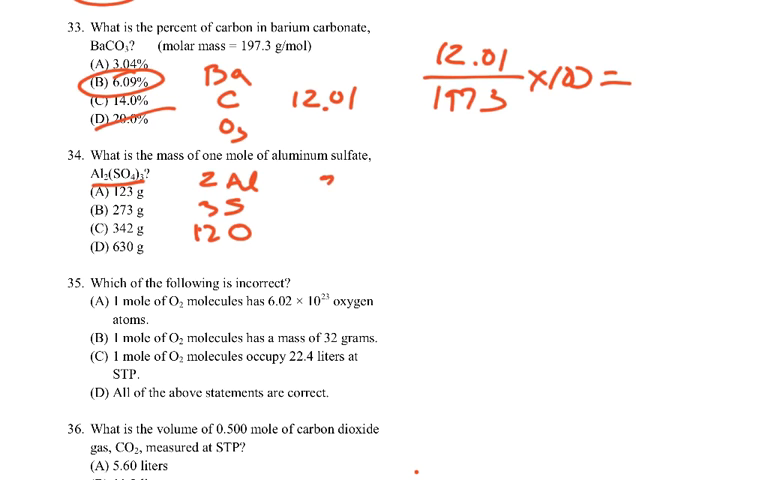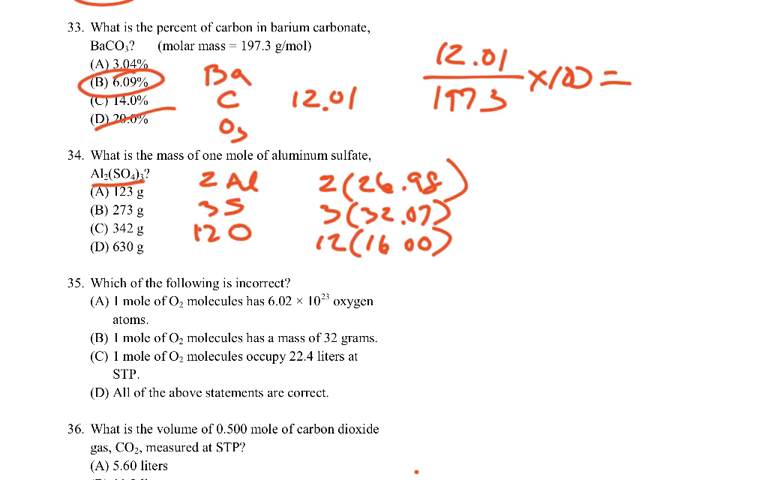So I'm going to have to do 2 times aluminum, look it up on the periodic table, 26.98. And I have 3 sulfurs, and sulfurs are 32.07. And I have 12 oxygens, and each of those is 16.00. And then I have to just add all that stuff up. So I'm going to round it off because I just need a rough answer.